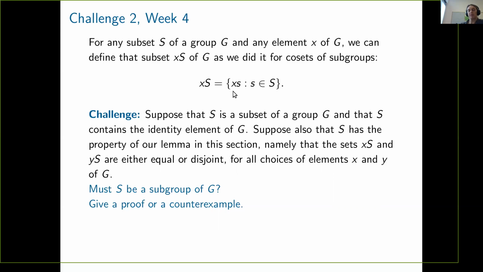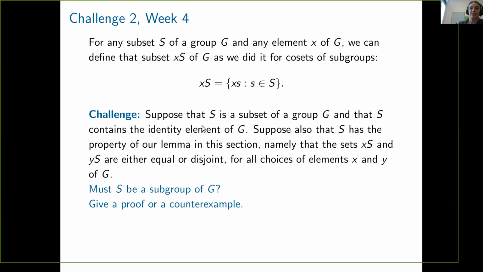And your challenge is to suppose that you have a subset of a group G that has the property that we described in our lemma. Namely, that whenever you take different elements X and Y of G, and look at the copies of the subset S translated by X and by Y, you find that for all choices of X and Y in G, those two sets are either the same or they completely miss each other. So whenever they have anything in their intersection, they're actually equal. Does it mean that S must be a subgroup? We know that's true if S is a subgroup. That's what we just proved. But if it's true for some subset S, does it mean that S is a subgroup?